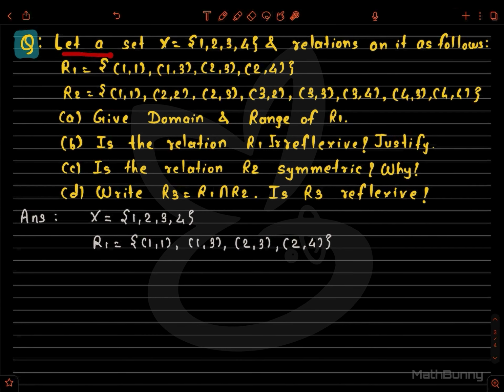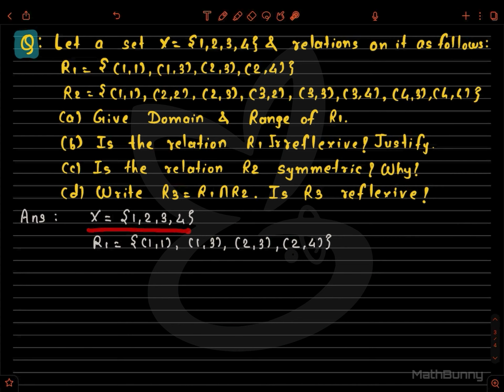Next question is, let a set X equal {1, 2, 3, 4} and relations on it as follows, where R1 equals {(1, 1), (1, 3), (2, 3), (2, 4)}, R2 equals {(1, 1), (2, 2), (2, 3), (3, 2), (3, 3), (3, 4), (4, 3), (4, 4)}. On the basis of these relations, you need to answer the following questions. Question A, give domain and range of R1. Question B, is the relation R1 reflexive? Question C, is the relation R2 symmetric? Question D, write R3 equals R1 intersection R2 and is R3 reflexive? You need to answer all four questions.